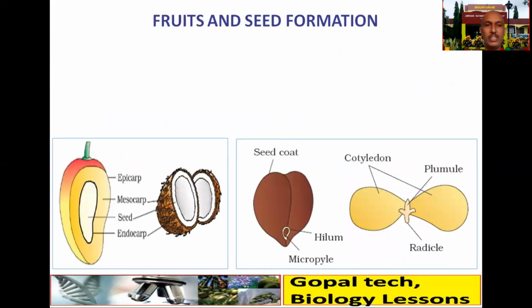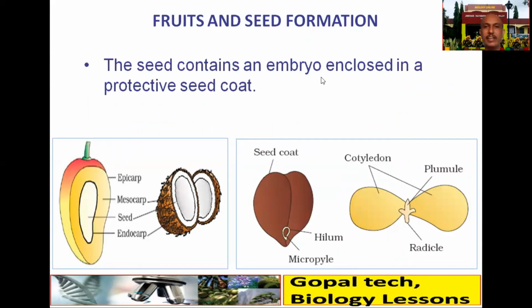So then fruit and seed formation. The seed contains an embryo enclosed in a protective seed coat. Now see, this is the seed, a diagram important, and micropyle, then hilum, and this is the seed coat. When you open the seed coat, you get two cotyledons, and at the center there is an embryo. The embryo carries two parts, radicle and plumule. Or you can see a coconut, or a mango seed. Then the edible part is the mesocarp, and the endocarp. Actually this is the endosperm, the whole endosperm.